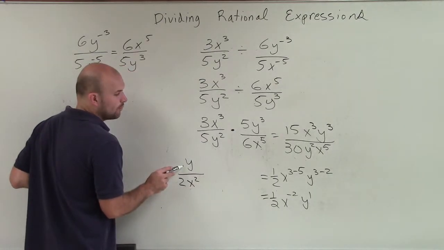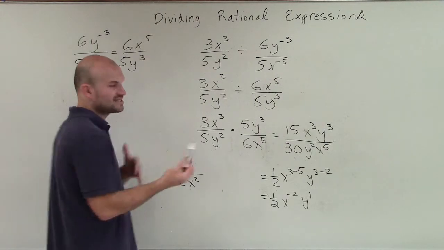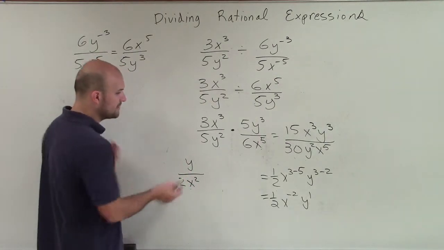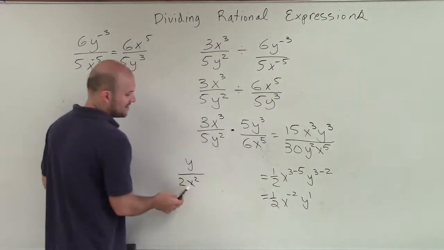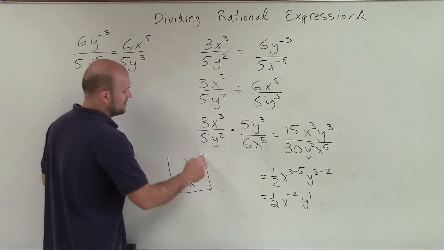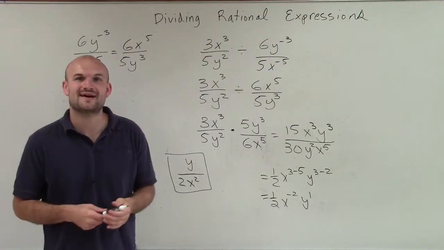I didn't need to keep the 1 up here or the 1 as the exponent because it's not going to be altering my y in my numerator. However, my 2 is in the denominator, and I'm going to have to rewrite x to the negative second down in the denominator as well. So therefore, ladies and gentlemen, that is your final answer. Thanks.